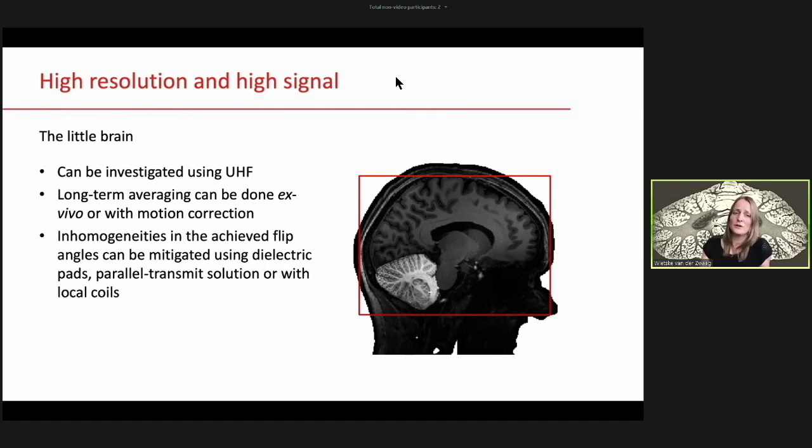And the inhomogeneities in the achieved flip angles, which are always present at ultra-high field, can be dealt with using various strategies such as dielectric pads, which are simply added to an existing RF coil, parallel transmit solutions, or using local coils.